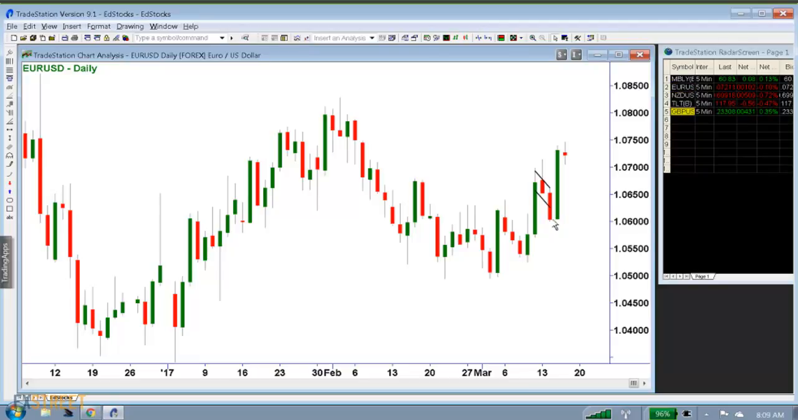The flag pattern here did play out. We did the measuring and I think we said this could go to 108, and 108 is the resistance area. So far we've gotten up to 107.50. It could go farther to 108. So for pullbacks, I think this would be a buy at this point.